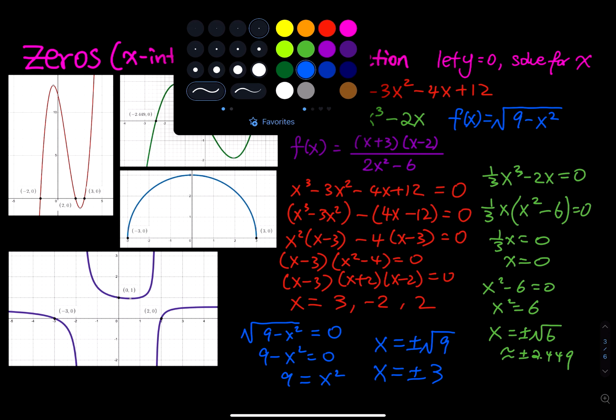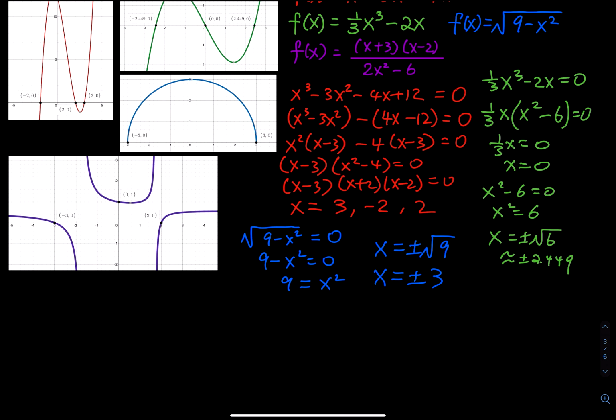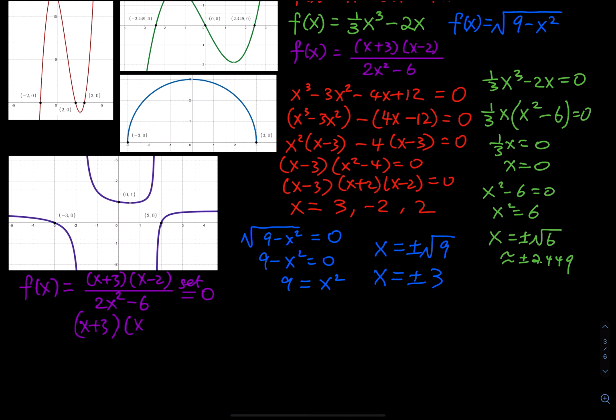So first of all, let me change to purple, and the function is f of x equals x plus 3 divided by x minus 2, and then divided by 2x squared minus 6, and then you set that equal to 0. So the way we solve that is we multiply the denominator on both sides. So we have x plus 3 and x minus 2 equals 0, and then x equals -3, x equals +2.